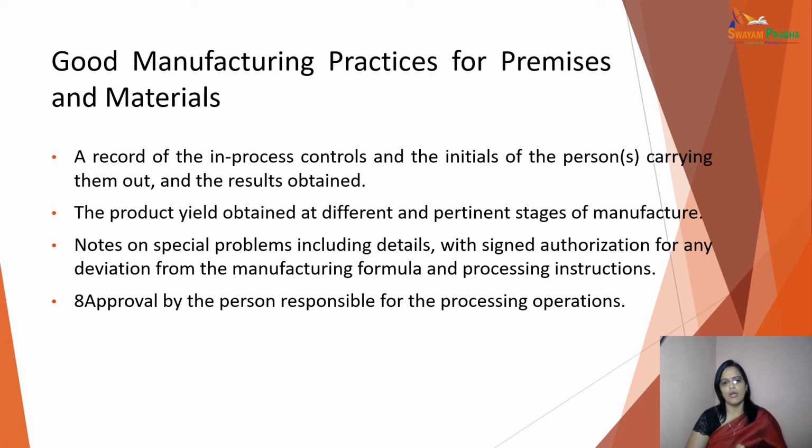The product yield obtained at the different pertinent stages of manufacturing. Notes of special problems, including the details of signed authorization for any deviation from the manufacturing formula. If the manufacturing formula is deviated somehow, at what point it is deviated and what alternatives are included, everything is mentioned. Approval by the person responsible for processing operations.